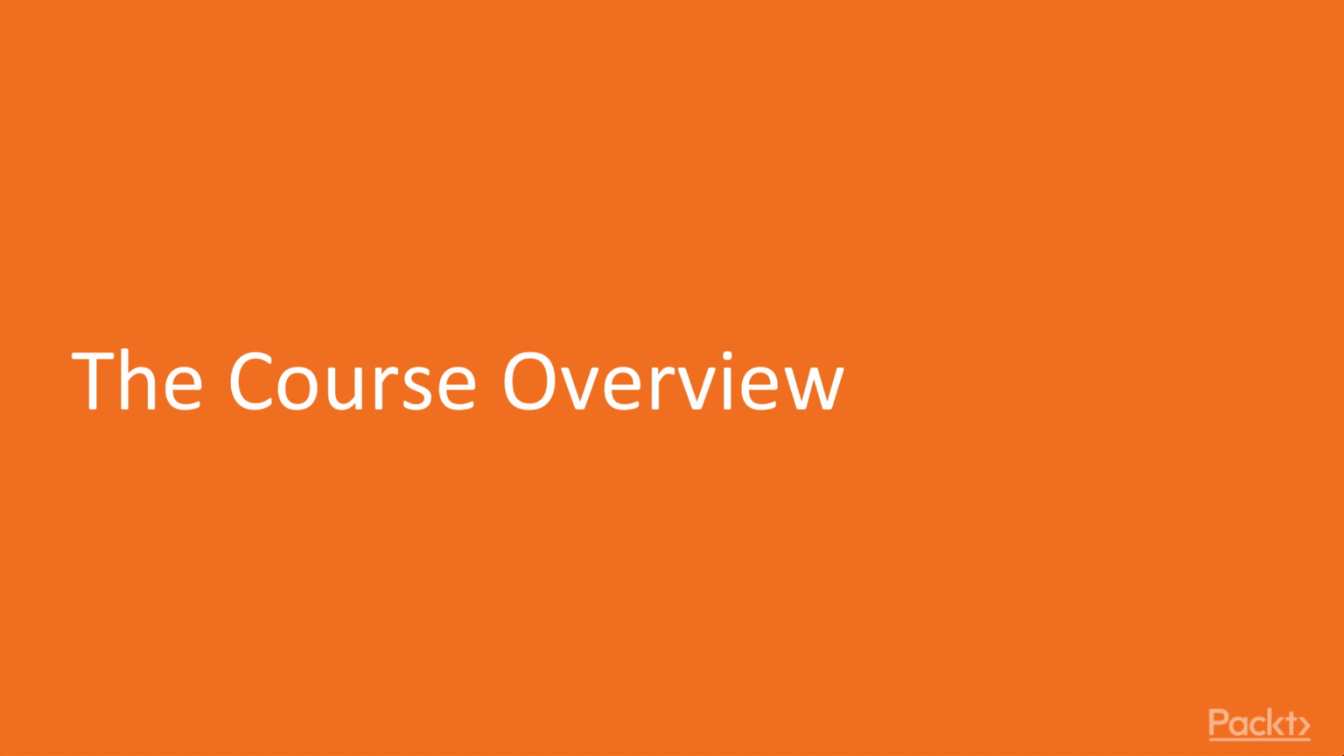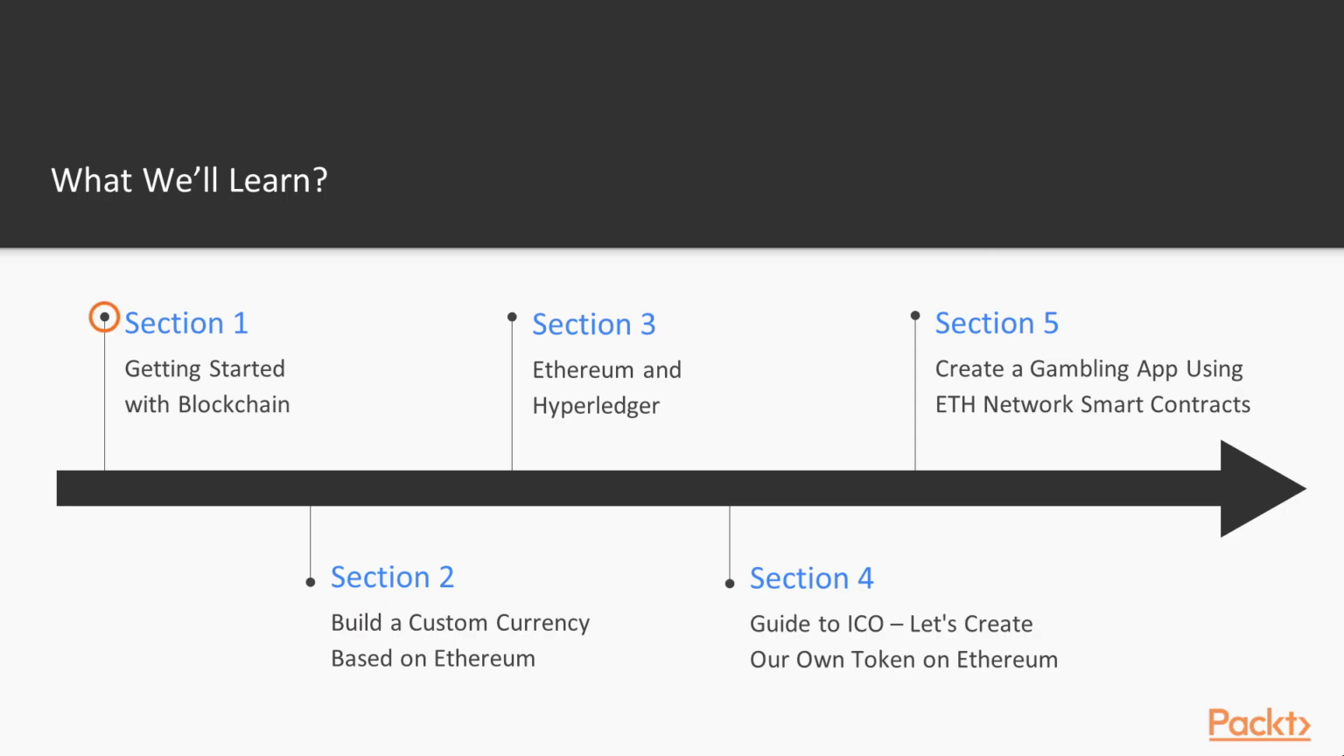Let's dive into the course overview. What we'll learn? We will learn about different aspects of Ethereum and a little introduction about Hyperledger. In the first section, we will be learning about blockchain and how to compile and deploy the smart contracts. In the second section, we will learn about creating our own custom currency based on Ethereum. That is, we will be creating tokens on Ethereum's network.